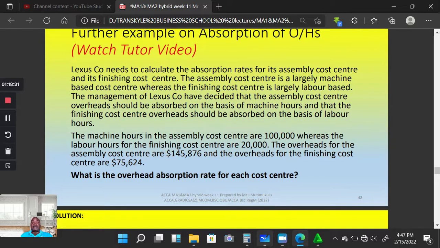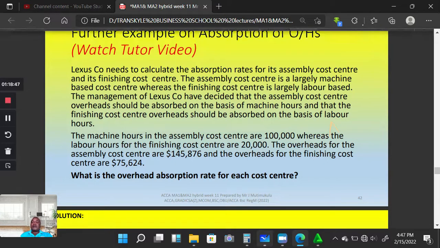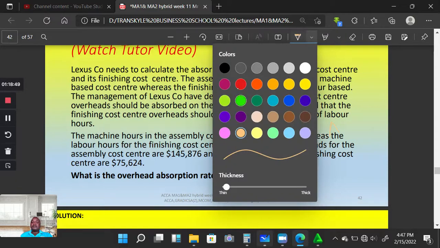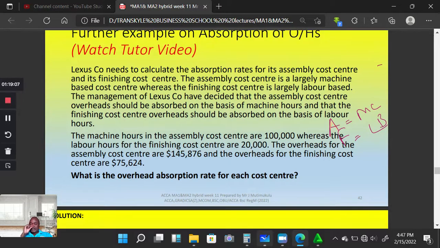So we are told that the assembly center is largely machine based. So for the assembly, we are going to use machine hours, and then the finishing department is going to use the labor basis.